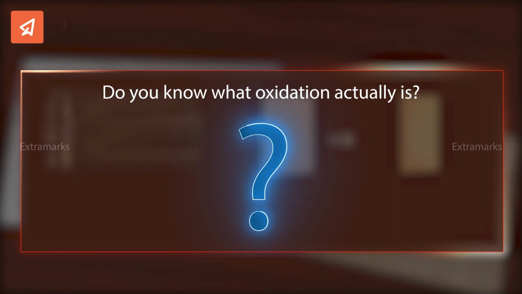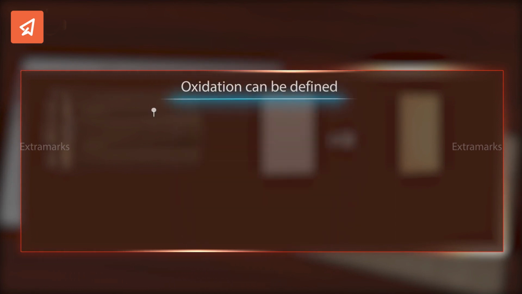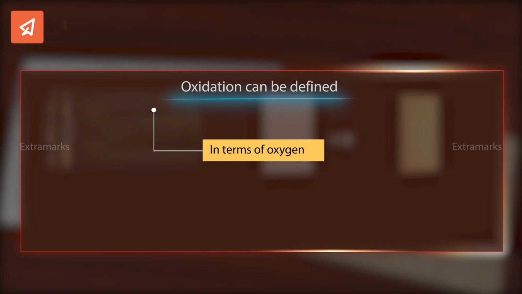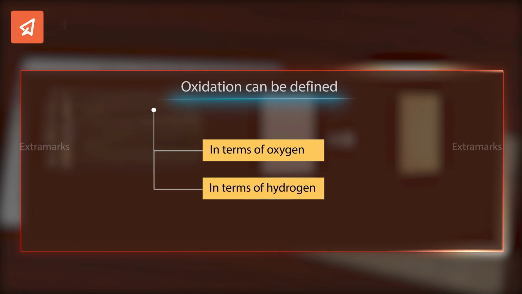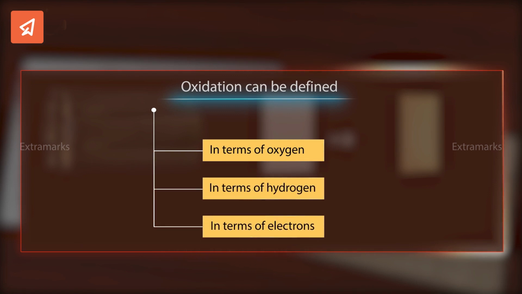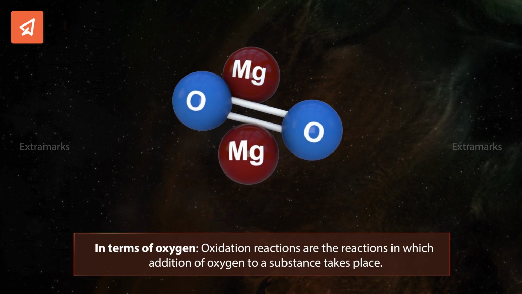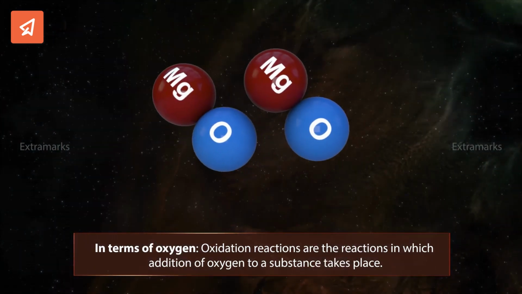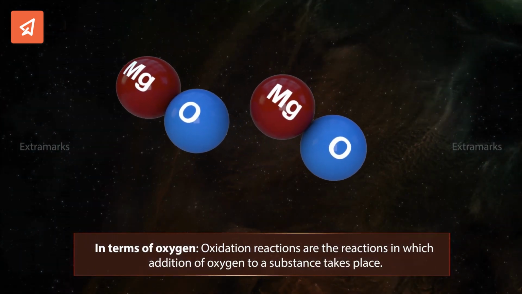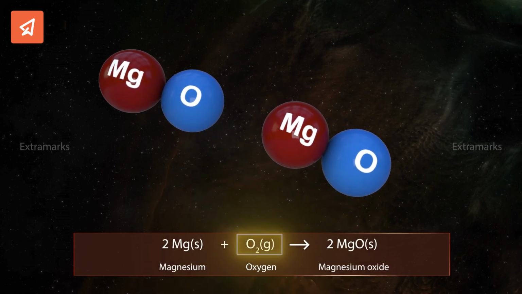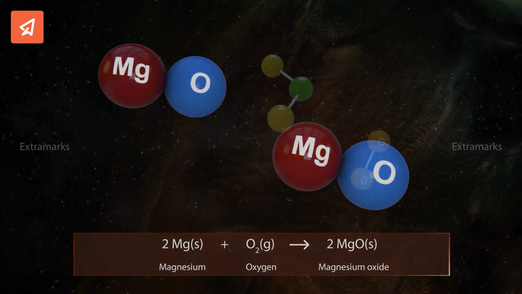Do you know what oxidation actually is? Oxidation can be defined in terms of oxygen, in terms of hydrogen, and in terms of electrons. Let's explore them one by one. In terms of oxygen, oxidation reactions are the reactions in which addition of oxygen to a substance takes place. Here, oxygen is added to magnesium.